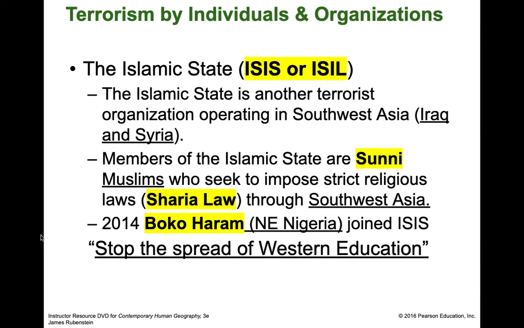And their control of regions of Iraq and Syria has diminished from about 40% in 2014 to about 2% in 2018. Boko Haram is Arabic, meaning Western education is forbidden. So Boko Haram opposes the adoption of Western cultural practices, especially by Christians in the south of their country, where they're responsible for killing over 20,000 Nigerians and displacing 2.6 million.